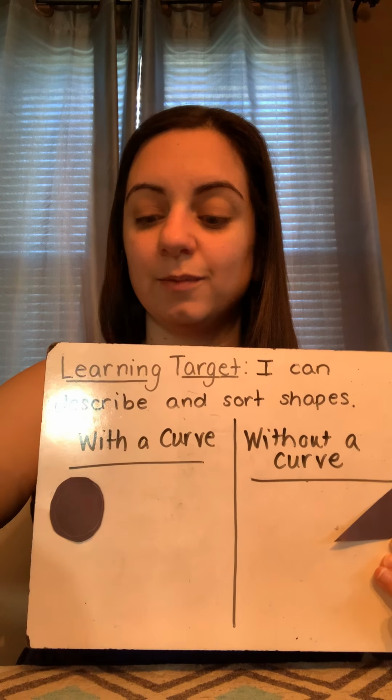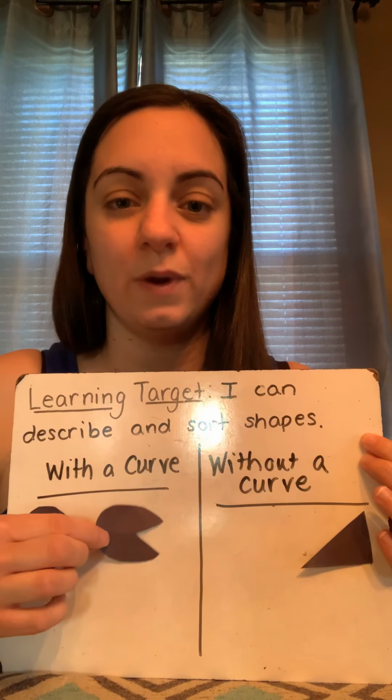Let's look at our next shape. Now this is kind of a funny shape. It doesn't really have a name. Kind of reminds me of a Pac-Man shape from the video game. But look at it closely. This one's a little tricky. Are we going to put this shape on the sides with a curve or without a curve? Take a look again. Does this shape have any round parts?